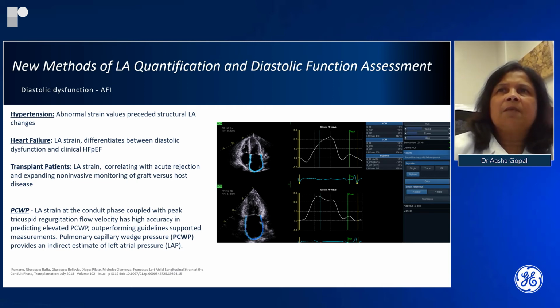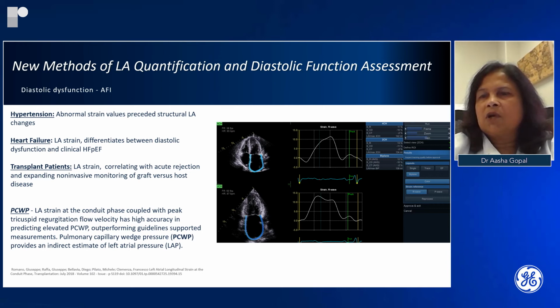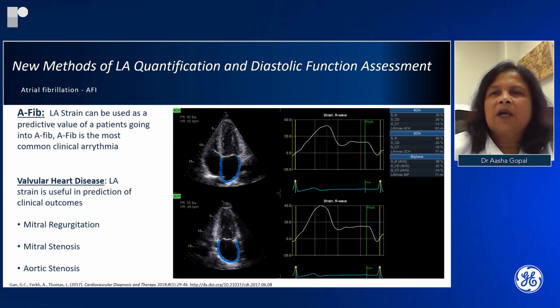Another intriguing application may actually combine left atrial strain at the conduit phase with the tricuspid regurgitation velocity to predict pulmonary capillary wedge pressure, which provides an indirect measure of left atrial pressure, which is the holy grail that all of us aspire to detect by echocardiography.